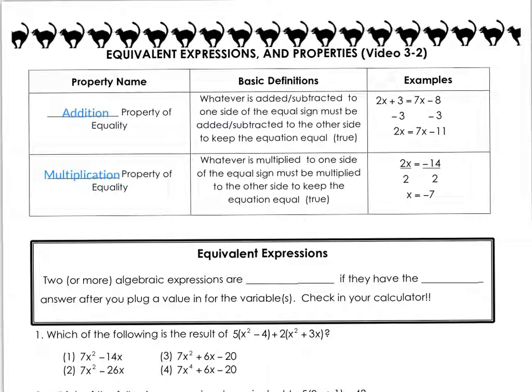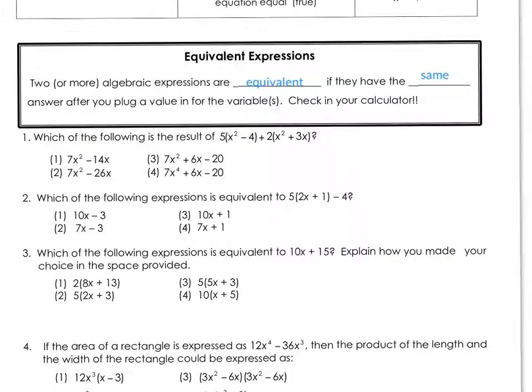Next one is equivalent expressions. So two or more algebraic expressions are equivalent if they have the same answer after you plug a value in for the variables, and you can check in your calculator. So if we look at this first example, and this is something we've talked about already, which of the following is a result of 5 times x squared minus 4 plus 2 times x squared plus 3x? Well, one way we could do this to see if they are equivalent is to just go ahead and put them in our calculators or plug answers into our x's to see if we get the same outputs.